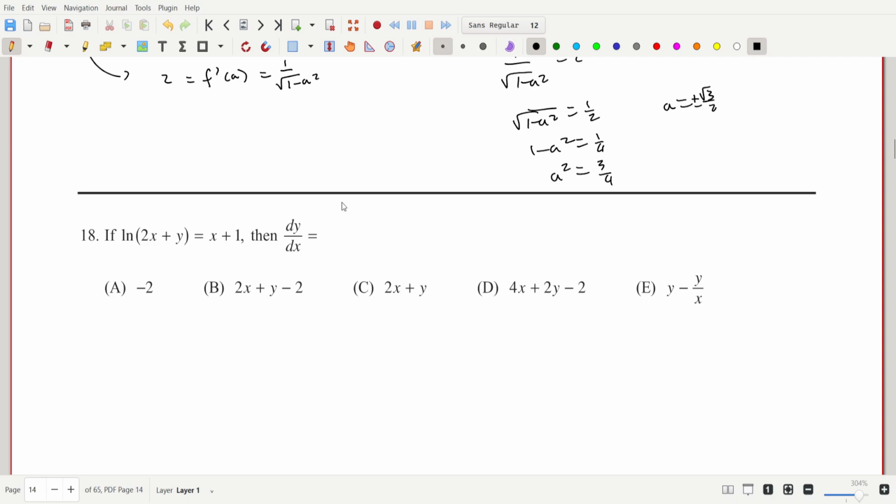B. If ln of 2x plus y is x plus 1, okay, this is just implicit differentiation, just differentiate, you get 1 over 2x plus y, don't forget to chain rule, times 2 plus dy dx equals 1. And then you gotta solve, so multiply by 2x plus y, 2 plus dy dx, and subtract, 2x plus y minus 2. Yep, B.